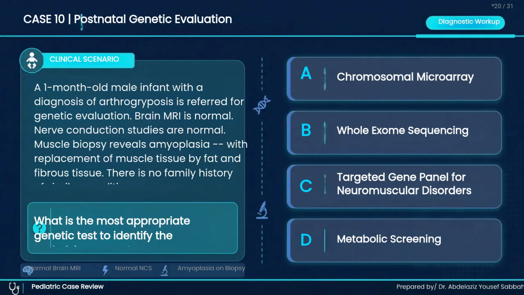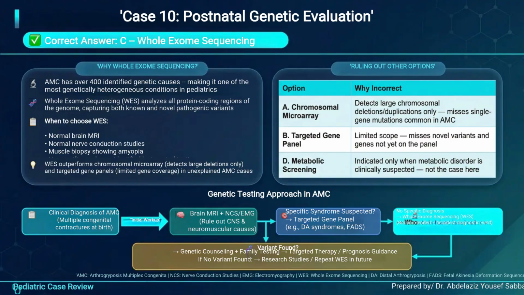Case 10. A 1-month-old male infant with a diagnosis of arthrogryposis is referred for genetic evaluation. Brain magnetic resonance imaging is normal. Nerve conduction studies are normal. Muscle biopsy reveals amyoplasia with replacement of muscle tissue by fat and fibrous tissue. There is no family history of similar conditions. What is the most appropriate genetic test to identify the underlying cause? Option A, chromosomal microarray. Option B, whole exome sequencing. Option C, targeted gene panel for neuromuscular disorders. Option D, metabolic screening. The correct answer is option B, whole exome sequencing.